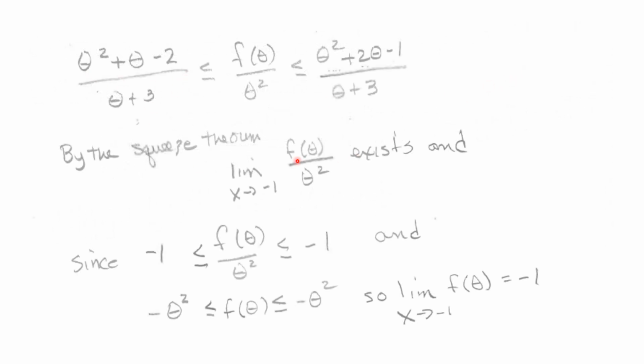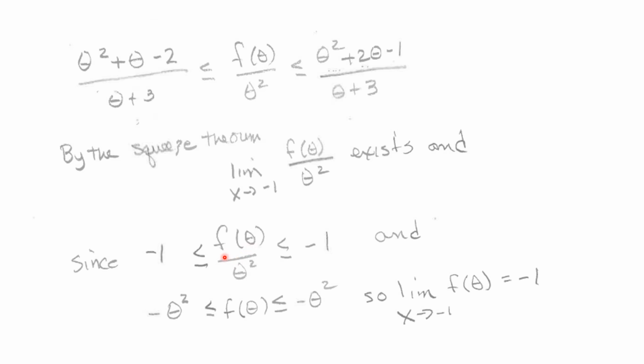This situation is going to involve the sandwich theorem, or squeeze theorem, I guess we called it. First of all, we said this is true for all x. So the limit as x tends to minus 1 on this side is just going to be minus 1. In fact, you can plug it in. And you can plug it in on the other side too, and you get minus 1. So you see f of theta over theta squared is bounded between those.